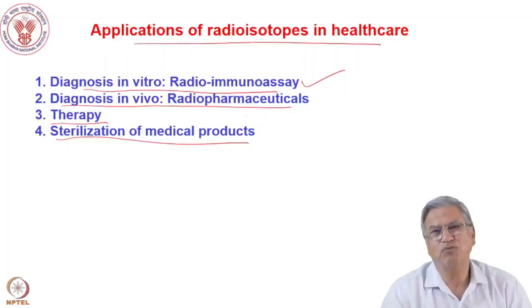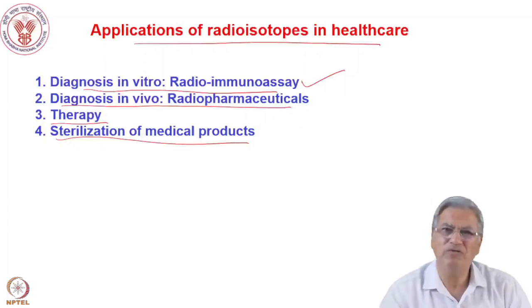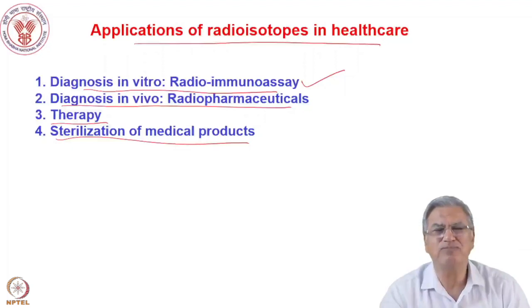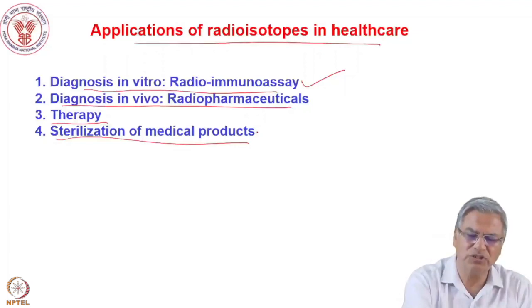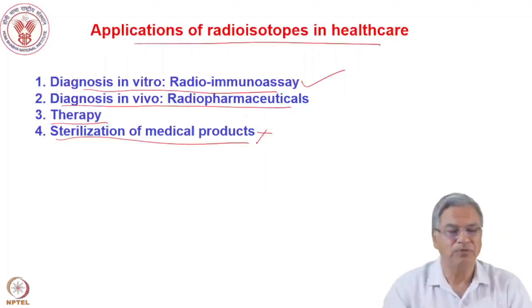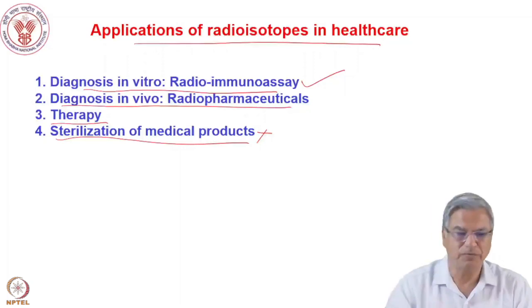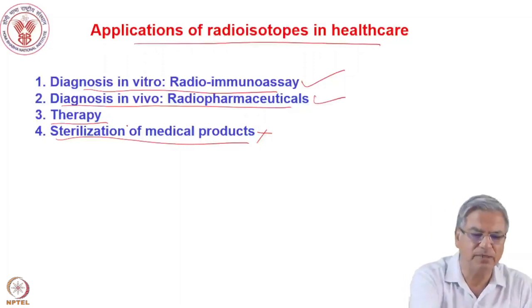You can pack them in cardboard boxes, take them to the plant for irradiation. And after irradiation, they will be opened only when they are being used for the operation. So you can sterilize the medical products, implements, tools by using radiation. I will not discuss this much in this particular talk, but I will talk about the other first two, diagnosis and the therapy.